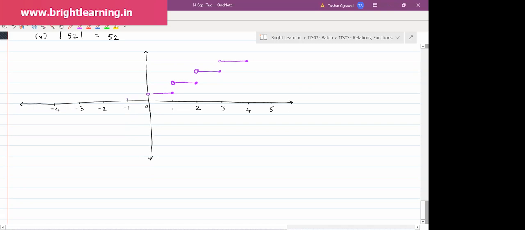Here it will be at x between -1 and 0, the ceiling function is 0. At x equal to -1, here is the hollow point. At x equal to -1, it is here. At x equal to -2, it is here. At x equal to -3, it is over here. Between -1 and -2, the ceiling function is this way. Hollow point. Hollow point.